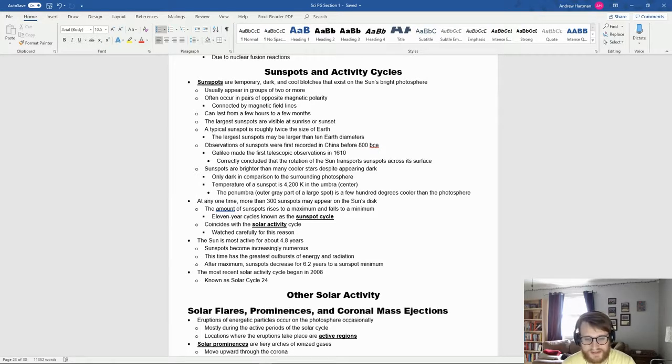In this solar activity cycle, the sun is most active for about 4.8 years, and over those 4.8 years, sunspots grow in number and become increasingly numerous. It also has the greatest outburst of energy and radiation. Then after the maximum, the sunspots decrease for about 6.2 years to a sunspot minimum, which I think can be around 0. I don't know if it's exactly 0.